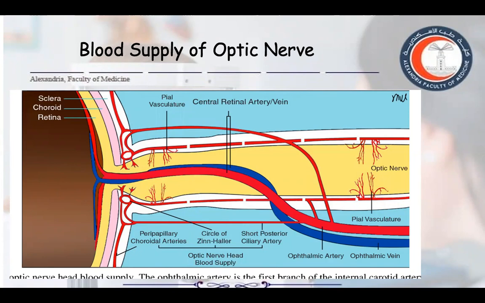Now we will discuss the ischemic causes of optic neuropathy. But before discussing the ischemia, let's find out what the blood supply of the optic nerve is. As we see here, we have the optic nerve coming out from the globe.